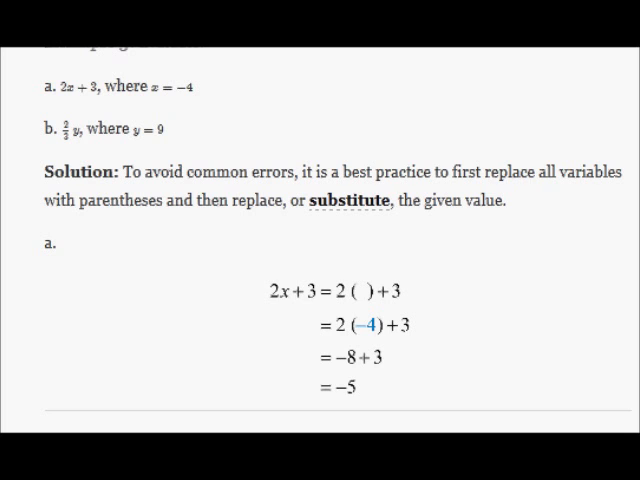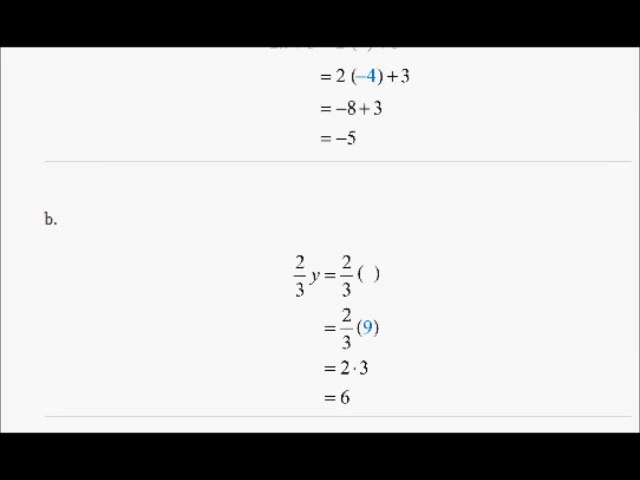Here's another example. The expression is 2/3 y, where y is equal to 9. So 2/3 times y equals 2/3 times something. That something is 9. 2/3 times 9 is 18/3. Or another way of saying it is 2 times 9 over 3, which is 2 times 3. So that's equal to 6.